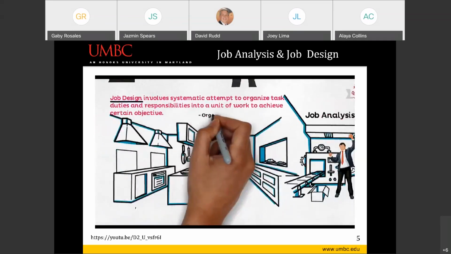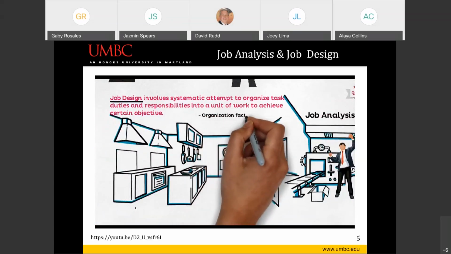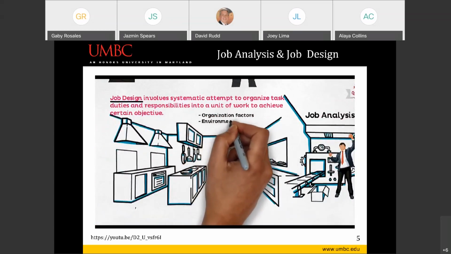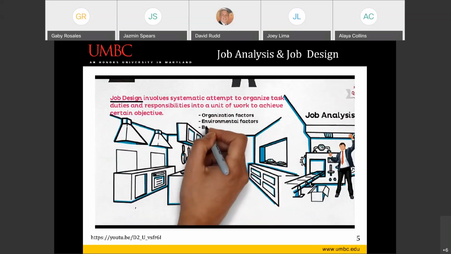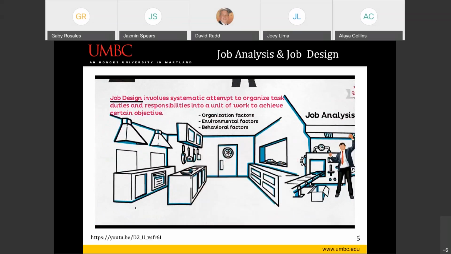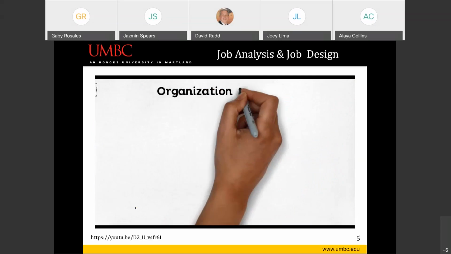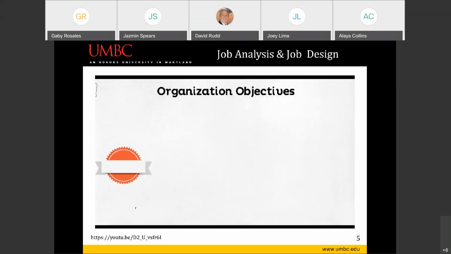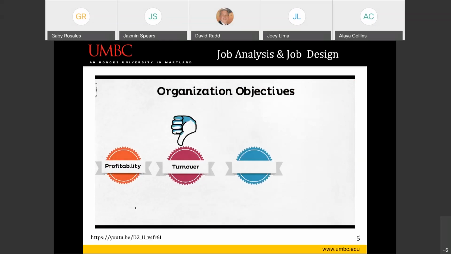The factors that affect job designs are organization factors, environmental factors, and behavioral factors. The primary objective of the organization is, Number 1, to increase profitability. Number 2, reduce absenteeism and turnover. Remember, there's a direct correlation between profitability and turnover. We will look at this in another video. Number 3, increase performance. The better the employee performance, the more profitable the company.